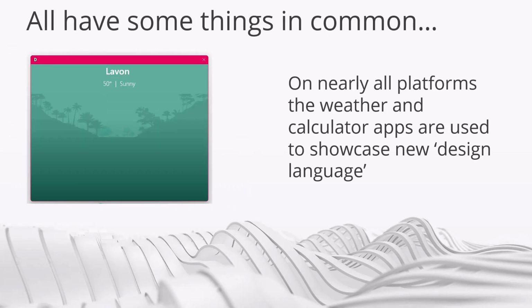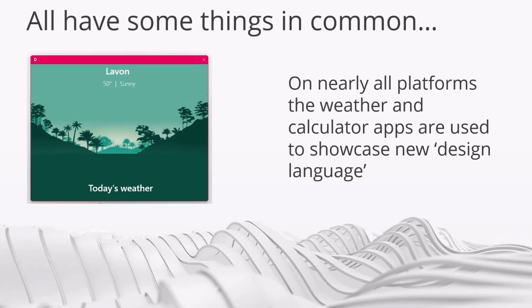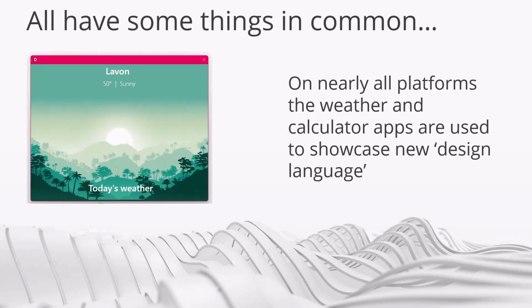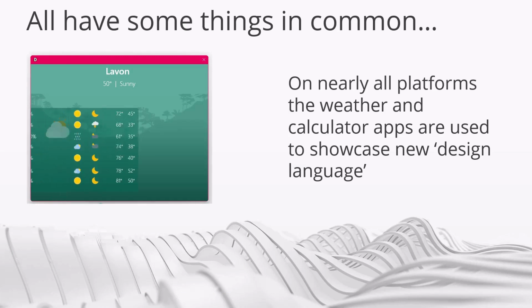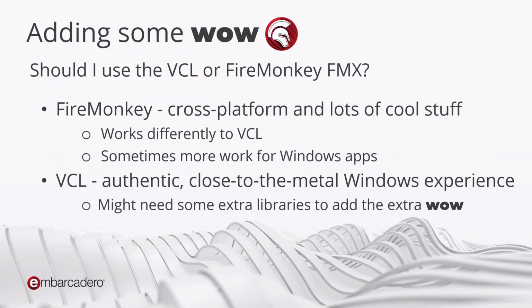and that is this app here. So as you can see, on nearly all platforms, the weather and the calculator apps are used to showcase a new design language, and we're going to copy that by doing one of our own apps as well. When you're trying to make your apps look cool, as Delphi programmers, the choice really is which framework should we use. Should we use the VCL, or should we go along with the FireMonkey FMX?